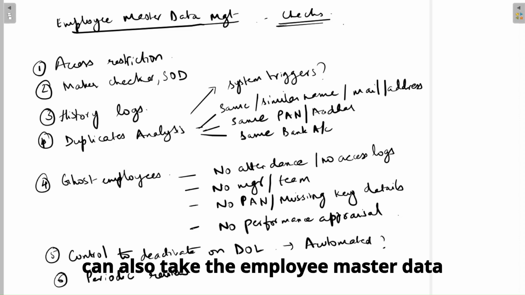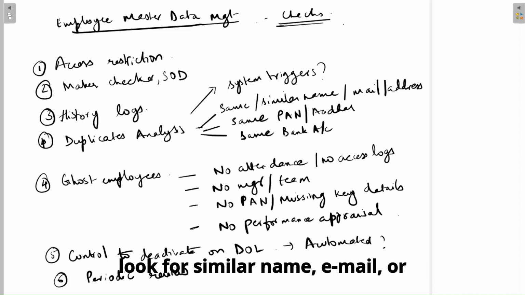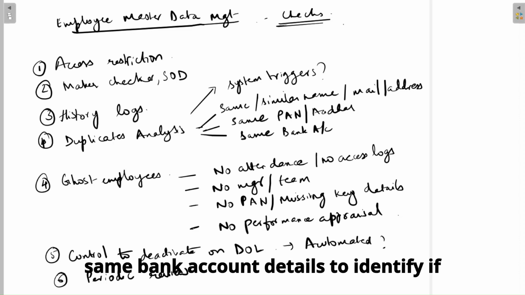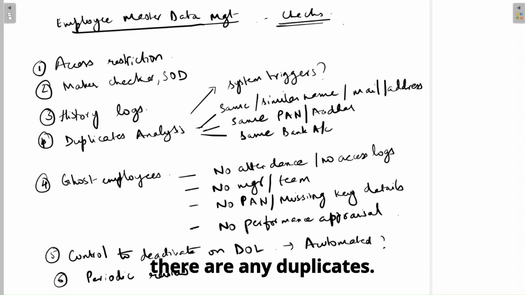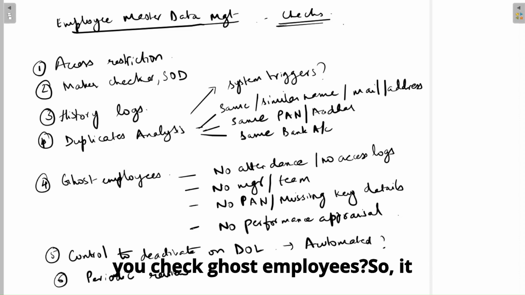You can also take the employee master data and perform an independent analysis and look for similar names, email, or address, or the same PAN or Aadhaar or other identifier, or same bank account details to identify if there are any duplicates. Now, the most favorite question, how can you check ghost employees?